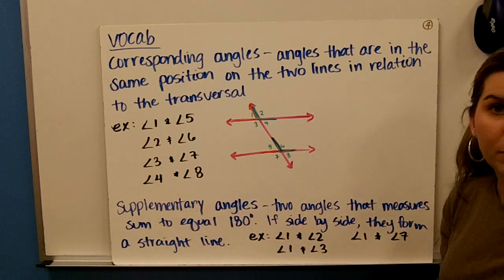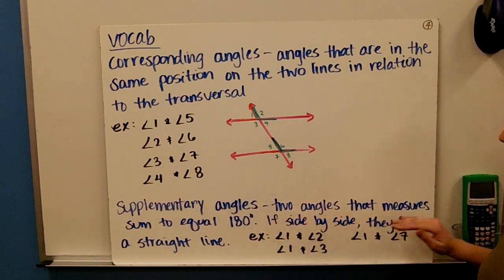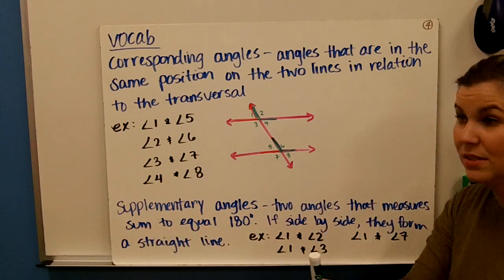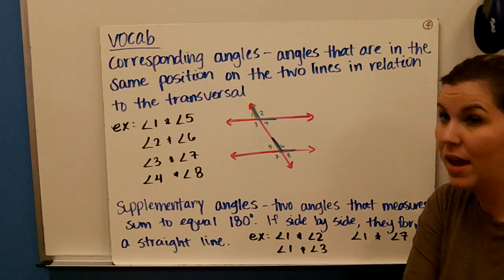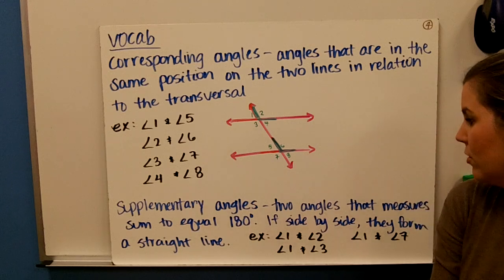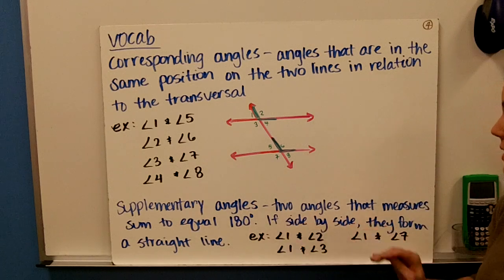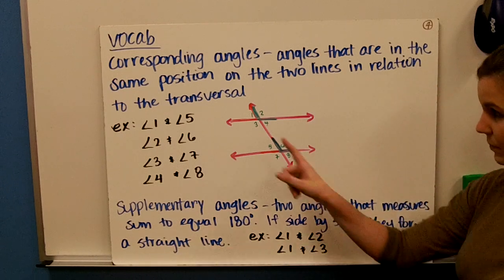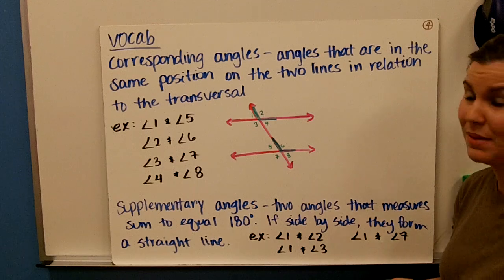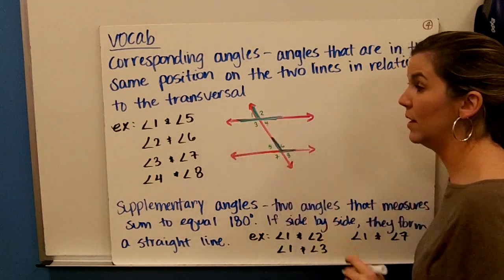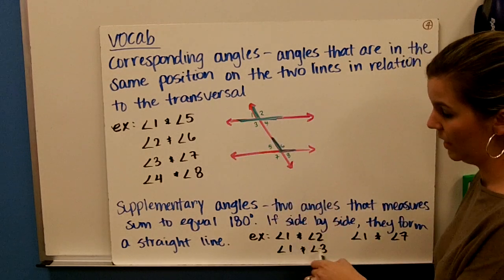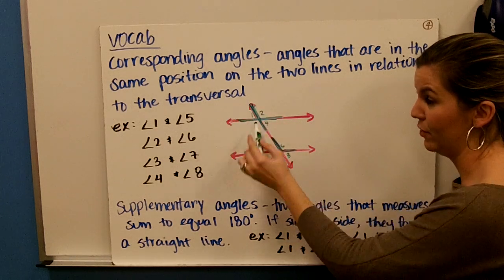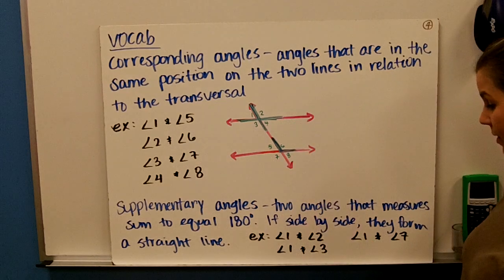Supplementary angles, you've probably heard of these before. There are two angles whose measures sum to equal 180 degrees. It means if you add the two angles together, you will get 180 degrees. If these angles are side by side, they form a straight line. Angle 1 and 2, side by side, form the line A. Angle 1 and angle 3, they are side by side over here and form a straight line.